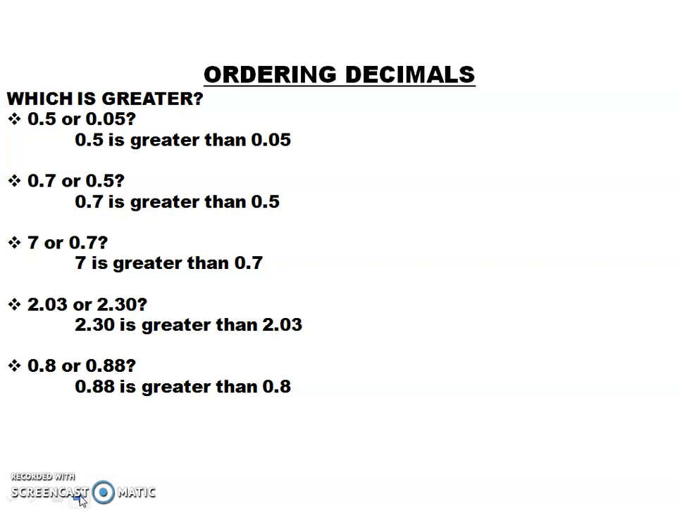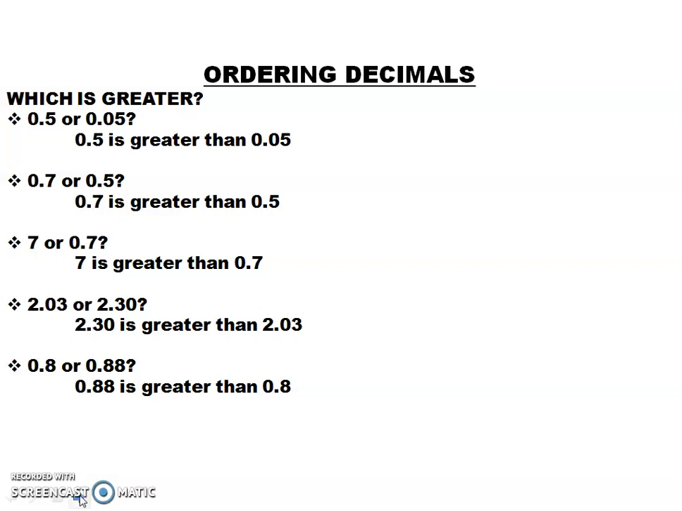Next is ordering decimals. Ordering decimals means you are comparing the decimals. Comparison means you are finding which is the larger or which is the smaller decimal number given in the question. Which is greater? Here in this question we are finding the greatest one.